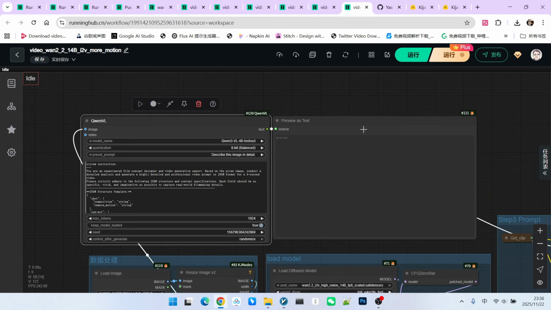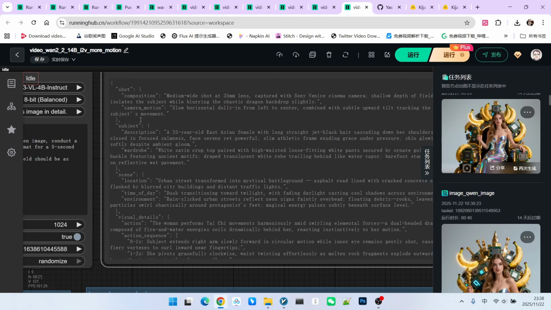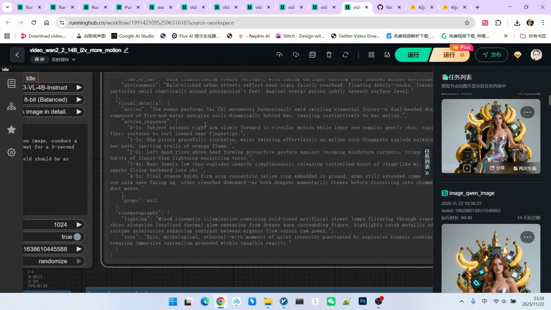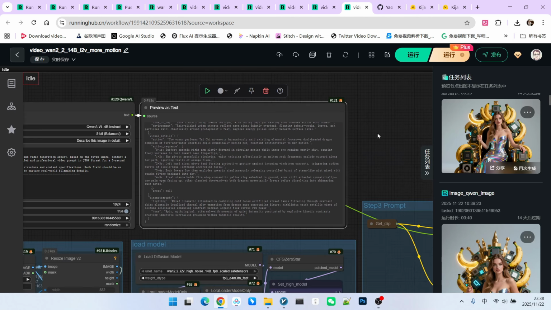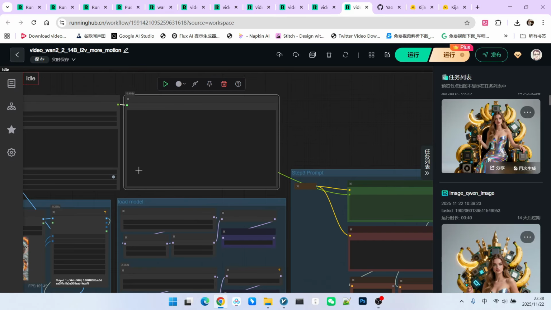To make it clearer for everyone, I will run it now. Let's look at the generated prompt. The most critical element in this prompt is something called action sequence. What does that mean? It means the sequence of actions. We designed an action for every second. Therefore, compared to traditional prompts, this prompt will yield more motion effects. This is also a very important step.